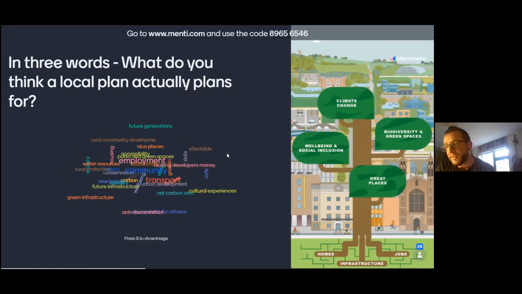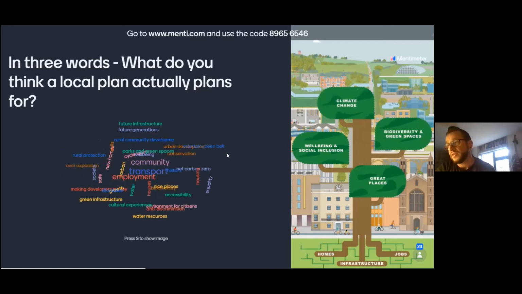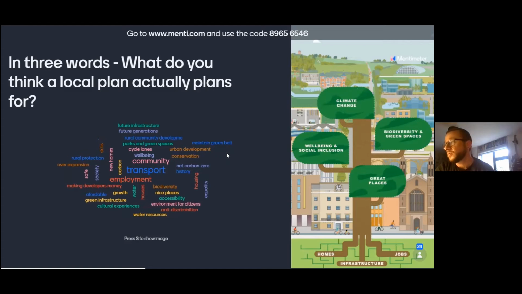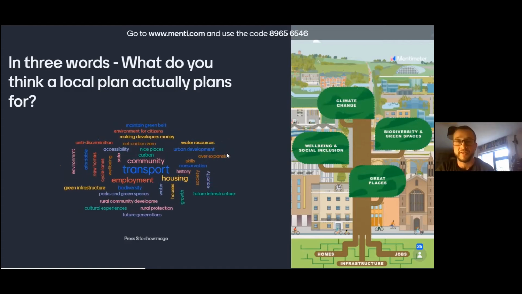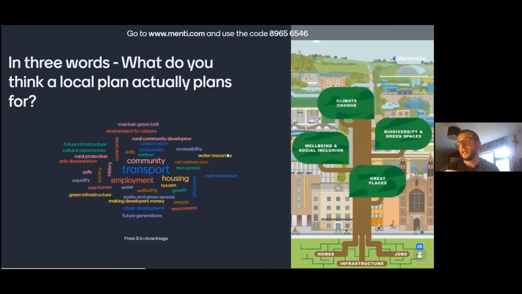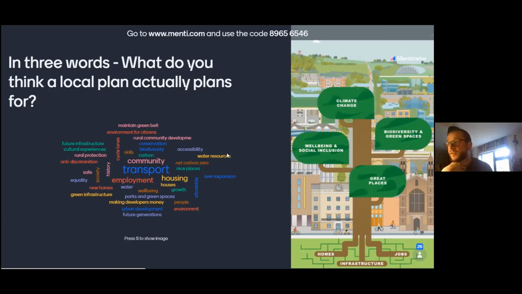Some other ones, history is a really important one as well, because plans are an iterative process. We've currently got two adopted plans, for South Cambridgeshire and Cambridge City, and we're going to try and build on those. We don't want to throw out good stuff, we want to improve on it and move it forward. So it's really important that we have lots of diversity. There's some great stuff coming through here.